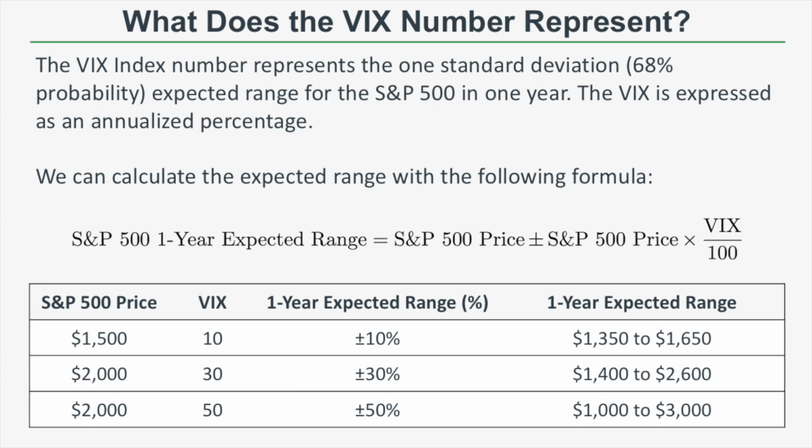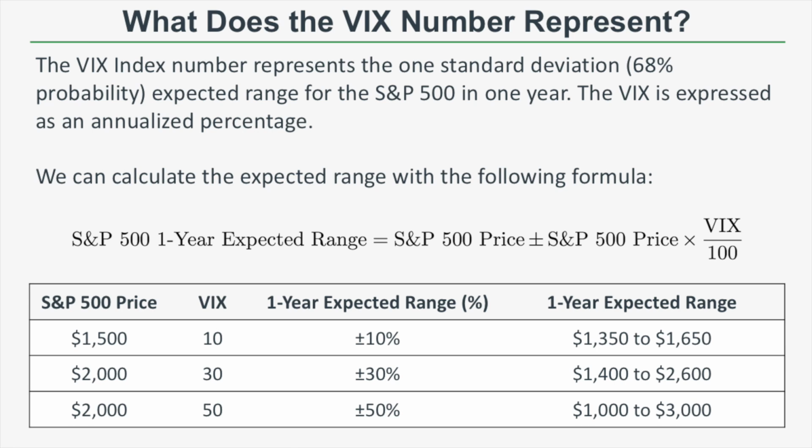So aside from representing the option prices on the SPX, the VIX Index actually represents the one standard deviation expected range for the S&P 500 over the next year. So the VIX Index is expressed as an annualized percentage, even though it uses option prices that are between 23 and 37 days to expiration.